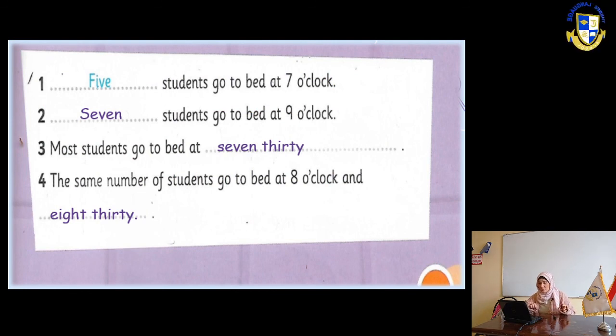Most students go to bed at the biggest number of students. Most means the biggest number of students. Most students go to bed at 7:30. You will see the longest column. The same number of students go to bed at 8 o'clock and 8:30. You will find the same column. They are equal, 2 equal columns. It's at 8 o'clock and 8:30.